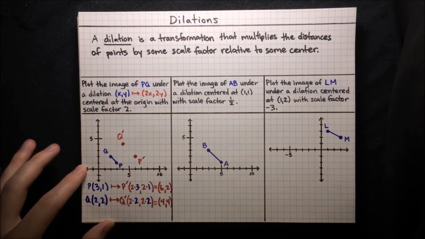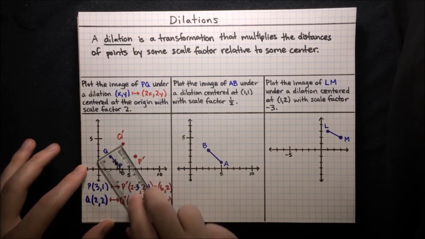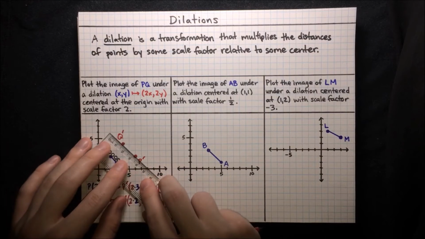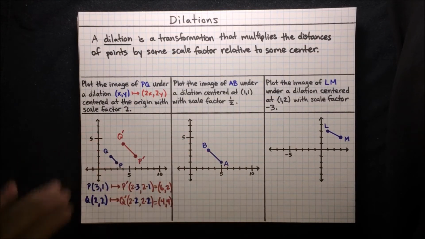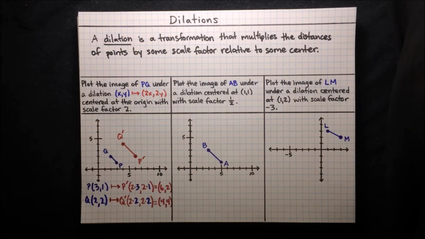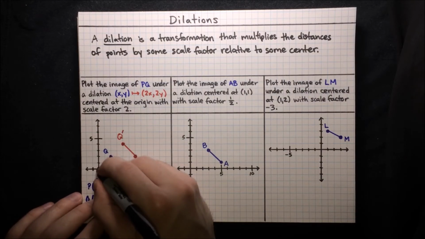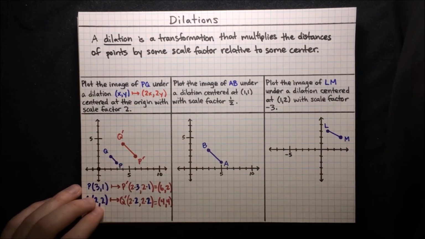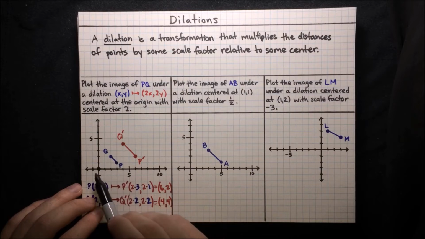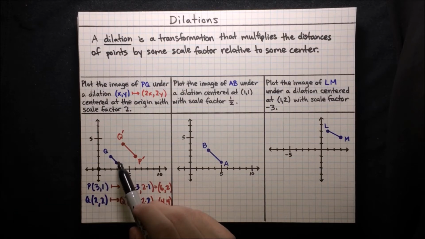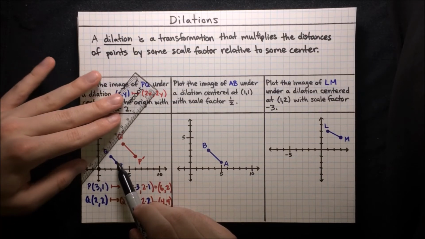All the other points in the segment follow suit, so we can just go ahead and draw them in by filling in the segment between P prime and Q prime. Now, why don't we go ahead and verify that this is actually a dilation centered at the origin with scale factor 2. So there's the origin, that's supposed to be the center of this dilation, and then the distances of points on PQ are supposed to be multiplied by the scale factor 2 relative to the center.